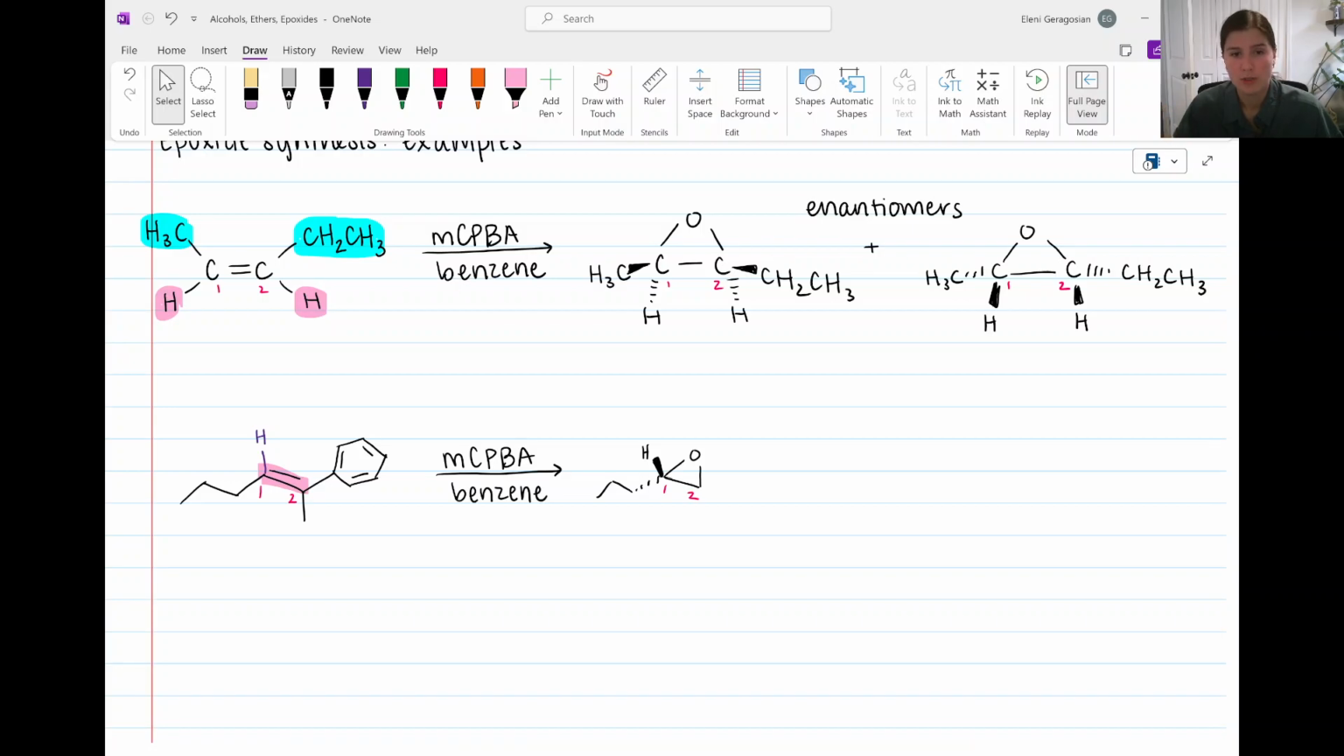To determine which group goes on the wedge and which one goes on the dash, we look back to the starting material. We can see that the hydrogen from carbon 1 and the phenyl group on carbon 2 are on the same side of the double bond. So both of those have the same type of bond. In this case, it is a wedge. And then the methyl group is on a dash there.